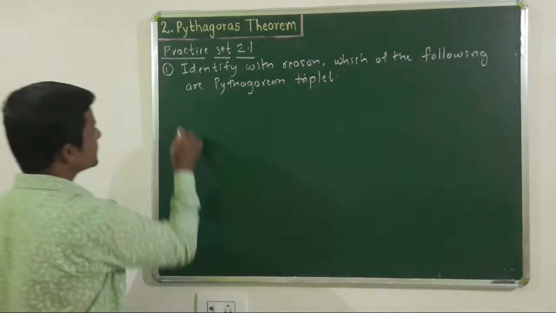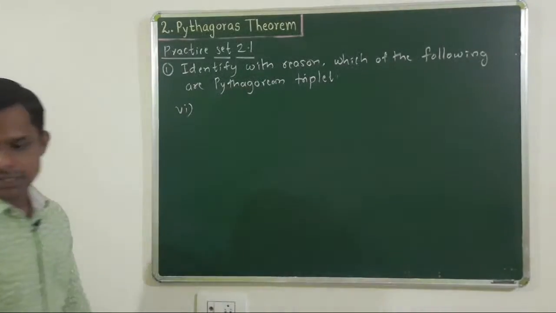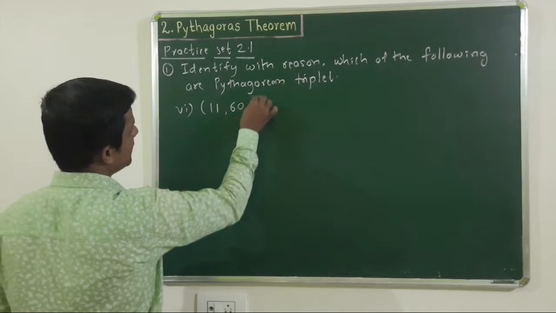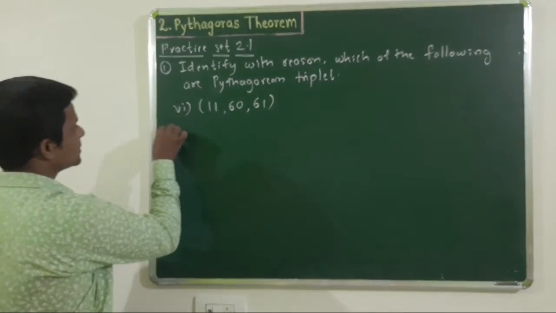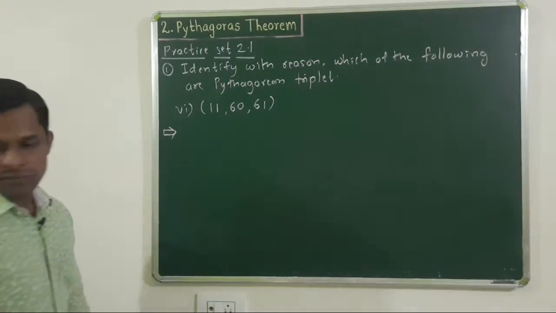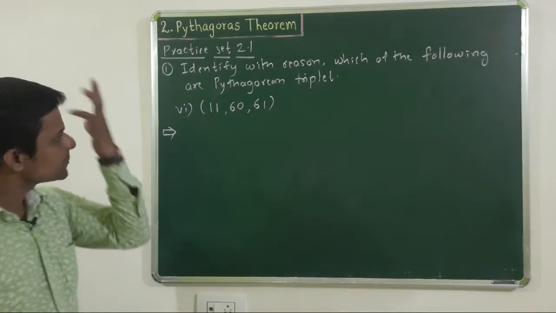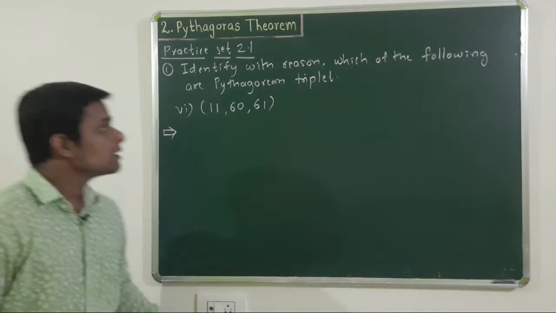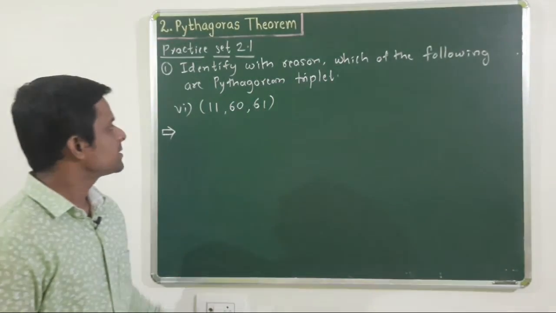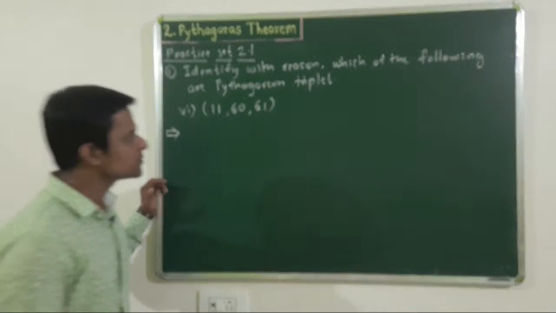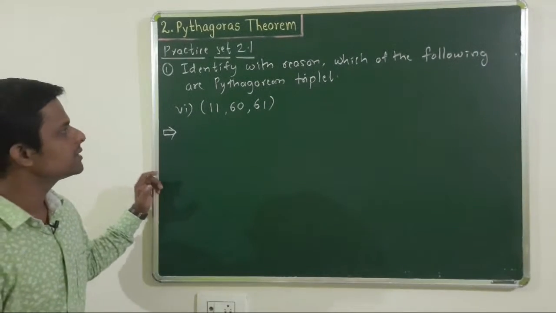There are 6 examples. I am going to solve the 6th example. Suppose 11, 60 and 61. One triplet is given, 11, 60 and 61, and we have to check whether it is a Pythagorean triplet or not. Very simple. According to the definition of a Pythagorean triplet, if the square of the bigger number is equal to the sum of squares of the remaining 2 numbers, then it will be a Pythagorean triplet.